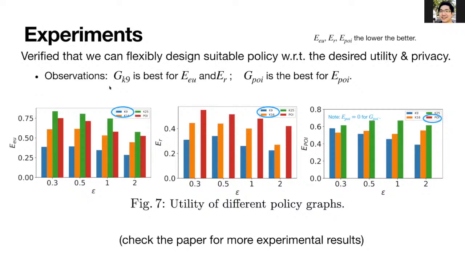So you can see for the utility metrics Euclidean and ER, the range query, the block graph is the best one. And for the EPOI application, the location-based advertising, the category graph is the best one. The reason is obvious, as we mentioned before, the policy is designed specifically for the specific applications.